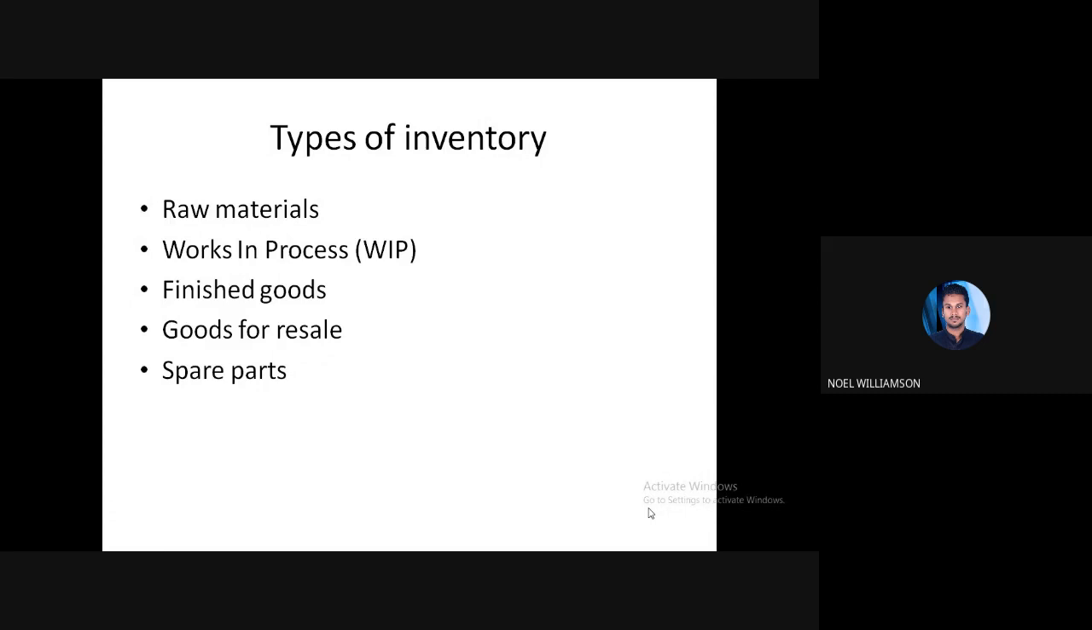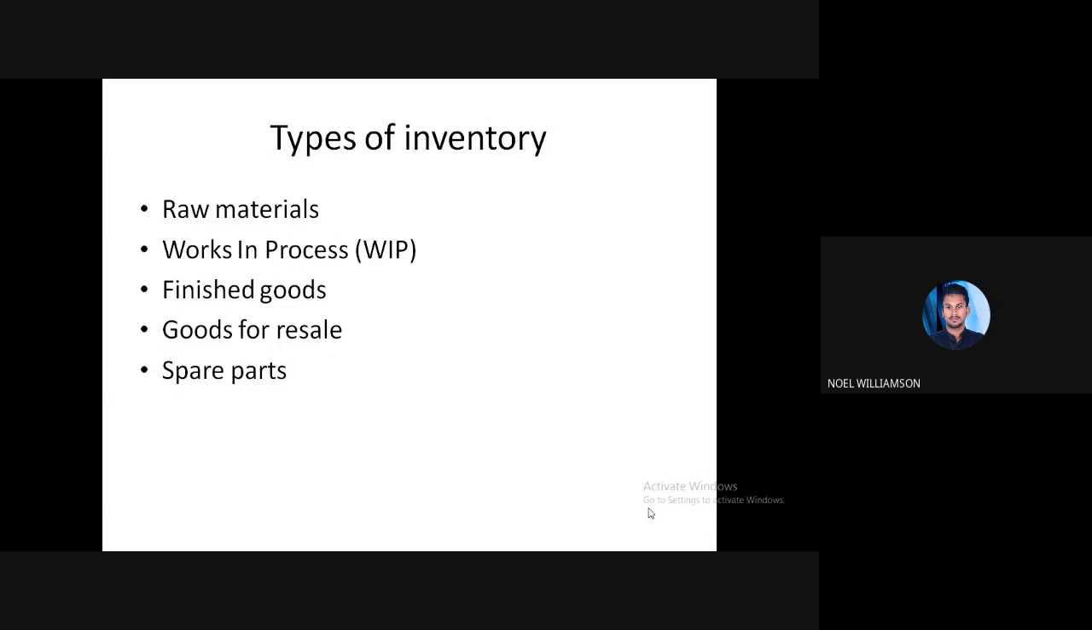Then regarding goods for resale: suppose, due to some condition or case, some of the products are returned, maybe due to some failure. They will be maintained and repaired, and after that they should go for resale. So these goods waiting for resale will be kept as inventory. These are the other type of inventories.